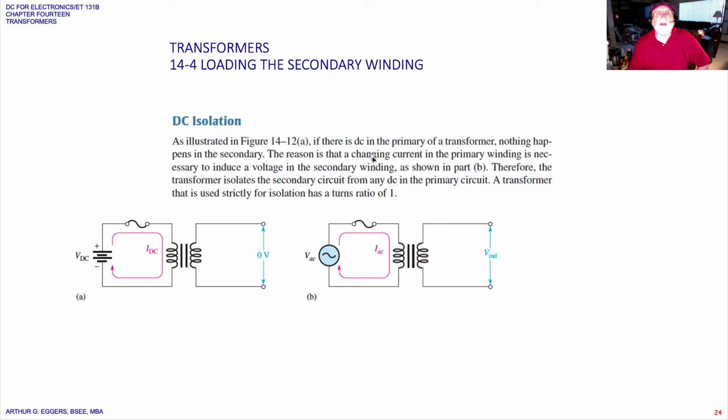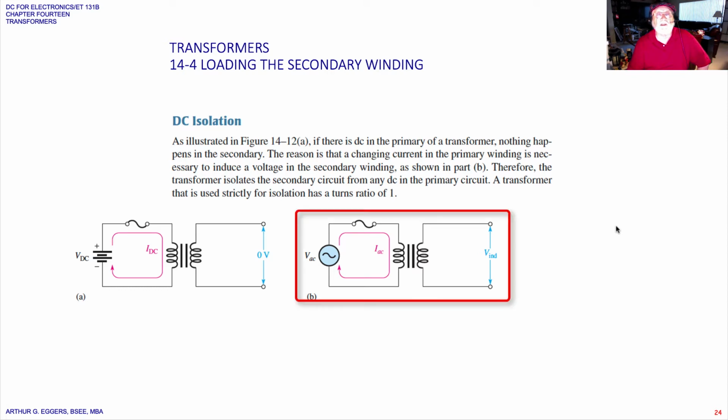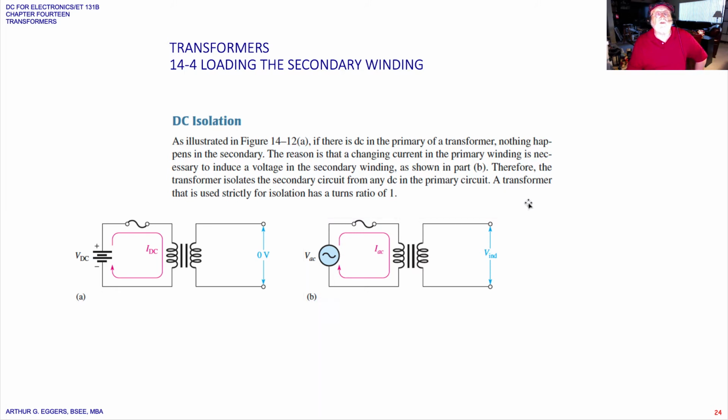The reason is that a change in current in the primary winding is necessary to induce a voltage in the secondary winding. We mentioned when we first started off that we had current in the primary, induced voltage in the secondary. Therefore, the transformer isolates the secondary circuit from any DC in the primary circuit.